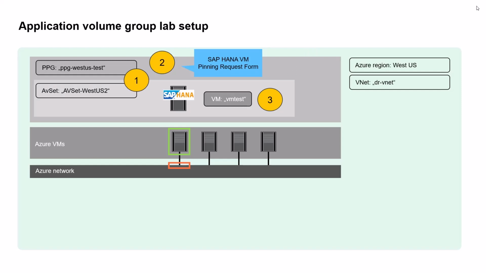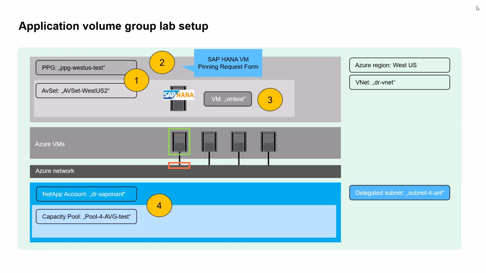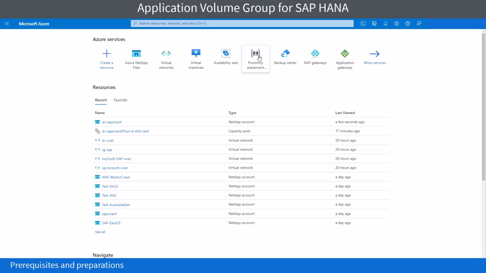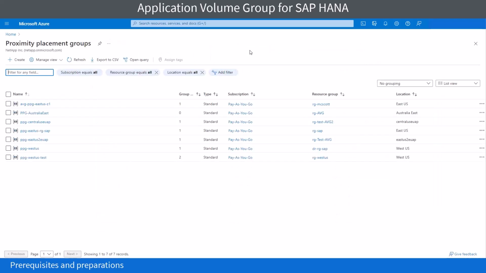As a last preparation step on the compute side, we started the VM to create the anchor in the compute cluster and to create the link to the network spine. On the ANF side, we created a capacity pool with manual quality of service and a delegated subnet. Okay, with that, let's look at the recorded demo and let's first look at the preparation and prerequisite.